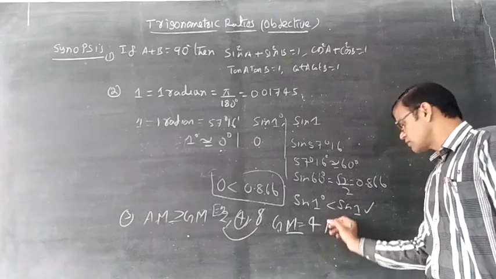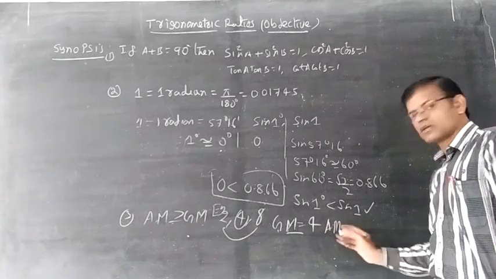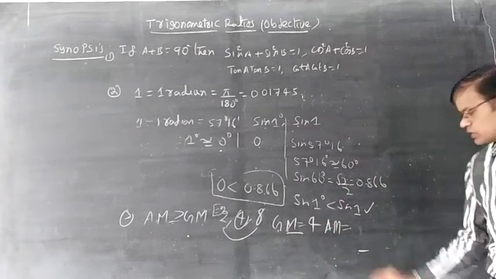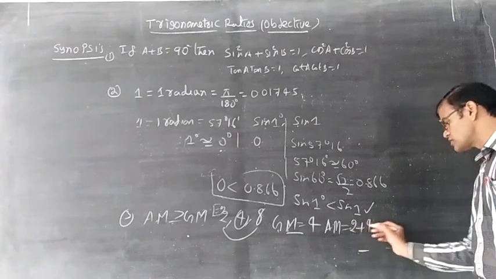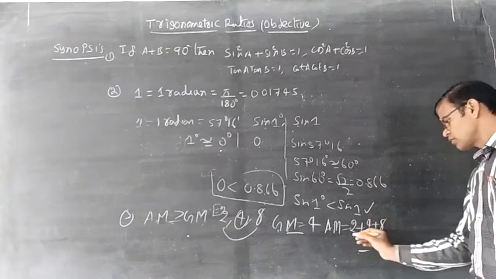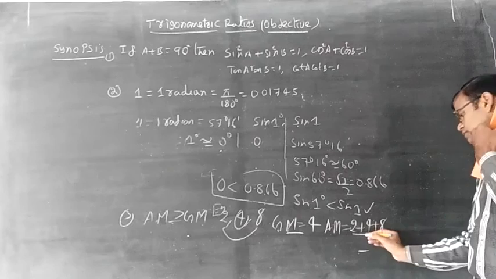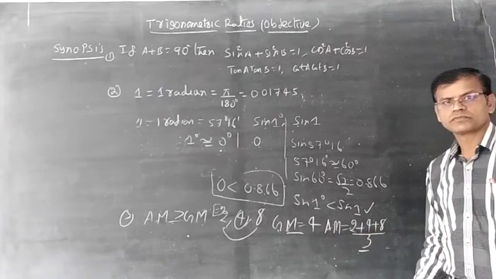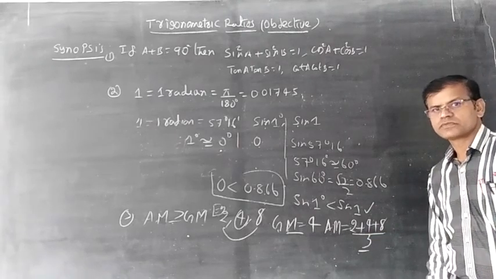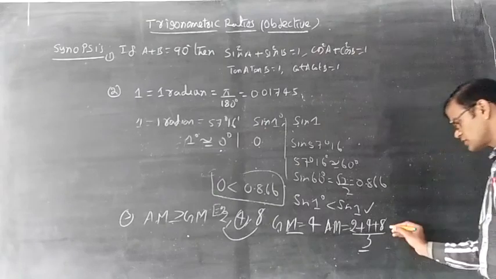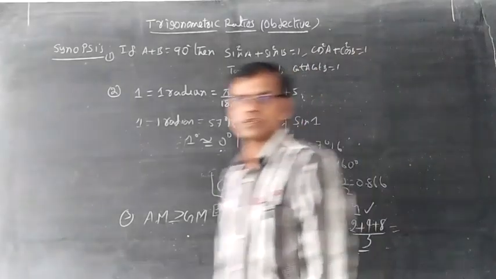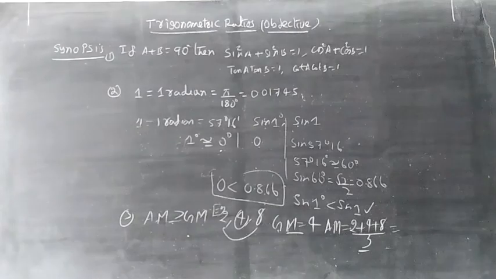So what is AM? AM is nothing but total components by number of components. Total components 2 plus 4 plus 8 by 3 here. 2 plus 4 plus 8, how much is the value? What is the value of 2 plus 4 plus 8?